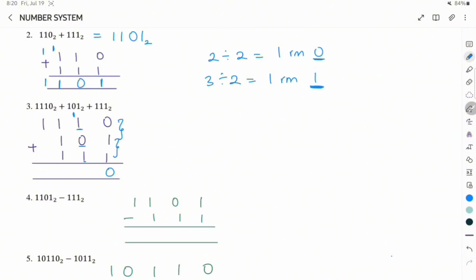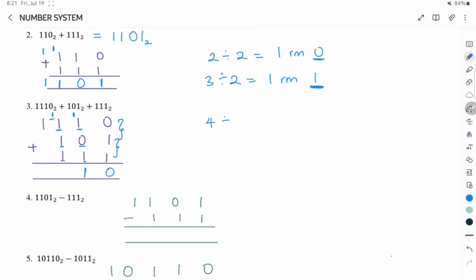So we say 3 divided by 2, we have 1 remainder 1. So we write the remainder and we bring the 1 here. So in this case, the 1, which is the quotient here, 1 plus 1, that's 2. 2 plus 1 is 3. 3 plus 1 is 4. Right? Of course, we cannot write 4.